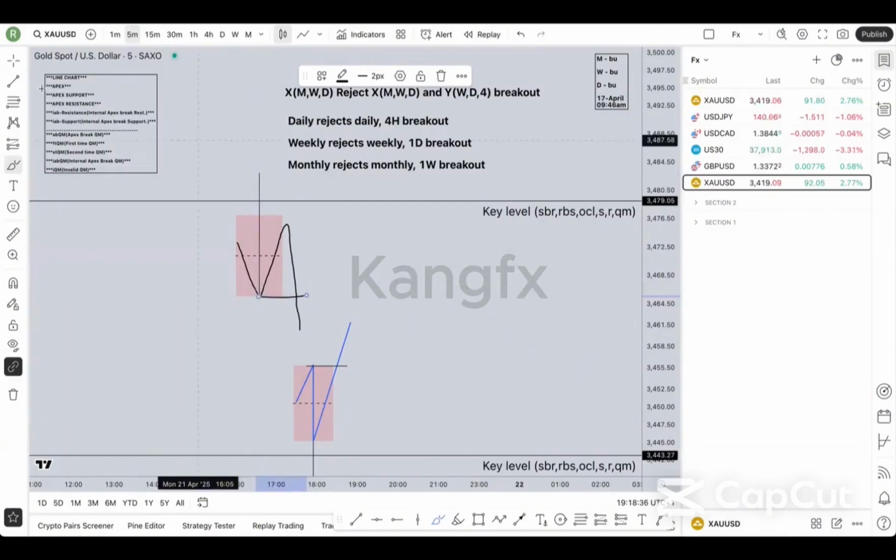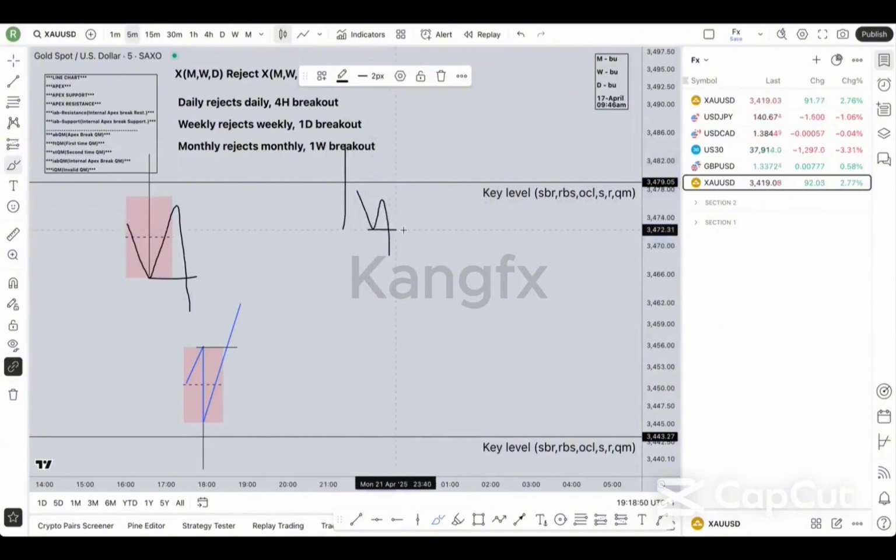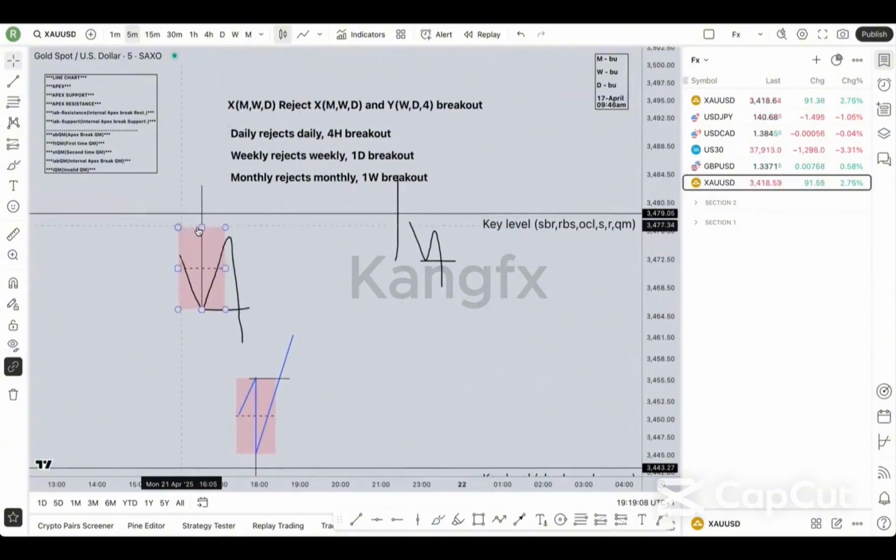It must be formed before the market does the rejection, because sometimes you'll see something like this. After the rejection, you now see a candle forming something like this. This is not a breakout because it was formed after the rejection. So your high or your low that forms the breakout must be formed before the rejection. Now we are done with this. Let's go into the chart so we see it more.